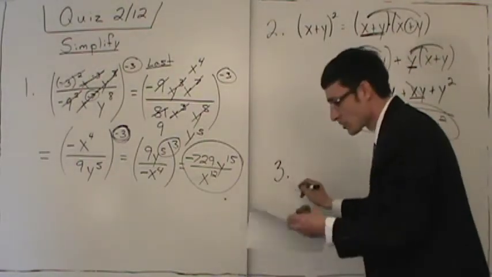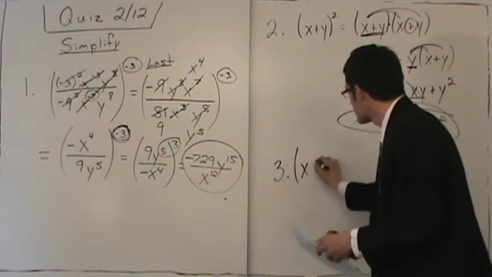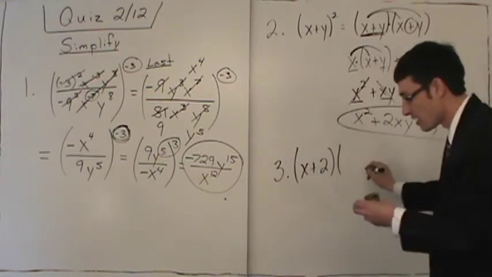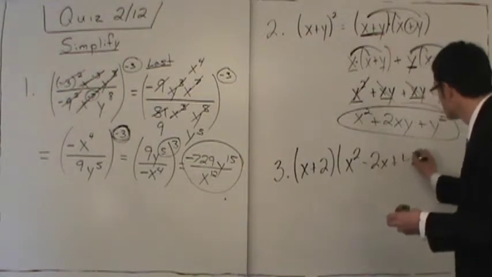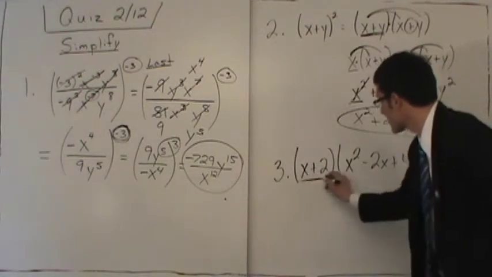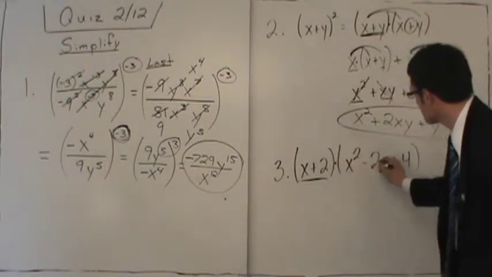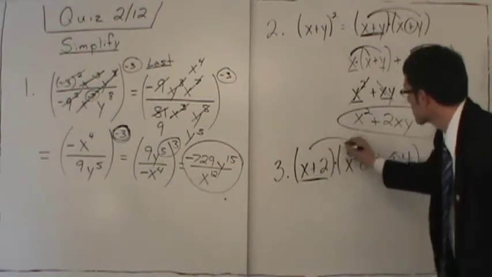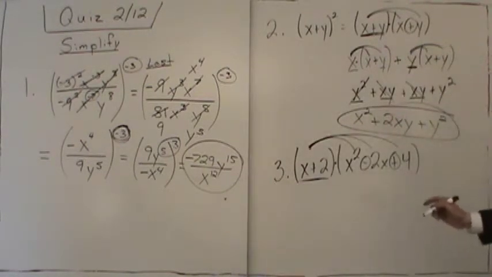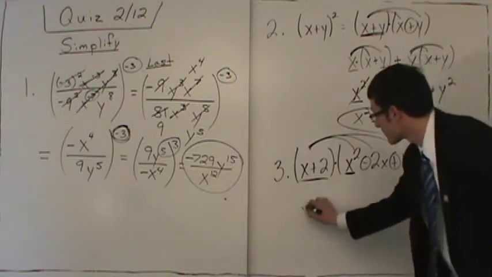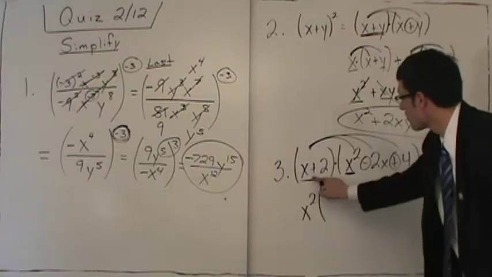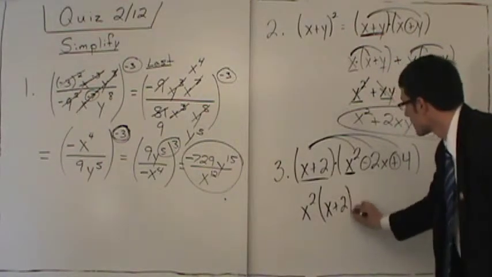Okay, number 3. Number 3 says quantity x plus 2 multiplied by quantity x squared minus 2x plus 4. We're going to take quantity x plus 2. When multiplication meets addition, what property applies? Distributive property. So we're going to just distribute. And notice we have 3 terms. So we're going to have first, put your monomial x squared first. x squared multiplied by quantity what? x plus 2.